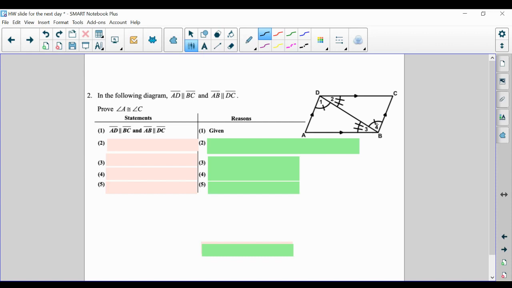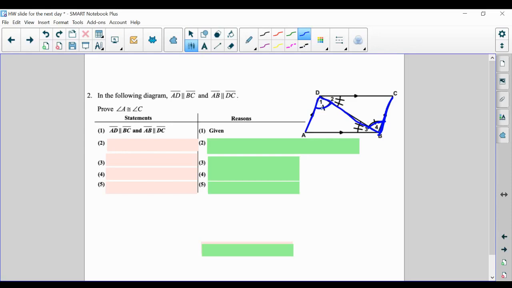So angle 1 and angle 4, what relationship do you see here? Angle 1 and angle 4? And what are the angles called when the two lines are parallel? So looking at AD parallel with BC, why is angle 1 congruent with angle 4? I hope that you see the Z angle here. You see the Z? So angle 1 is congruent with angle 4.